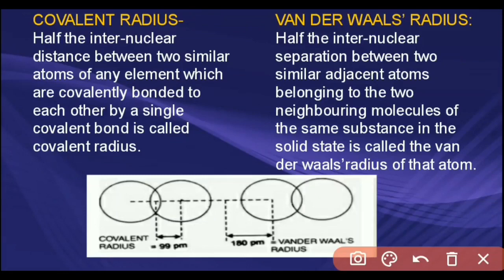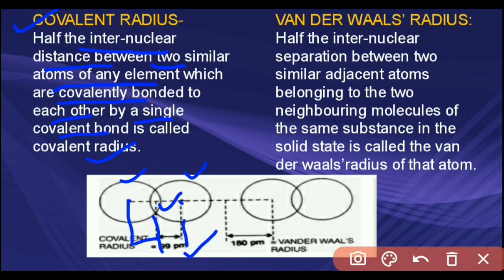Next radius is covalent radius. It is the half internuclear distance between two similar atoms of any element which are covalently bonded to each other by a single covalent bond. We can understand by this diagram. Here two similar atoms bonded by a covalent bond, and its internuclear distance is this, and its half distance we can call the covalent radius.